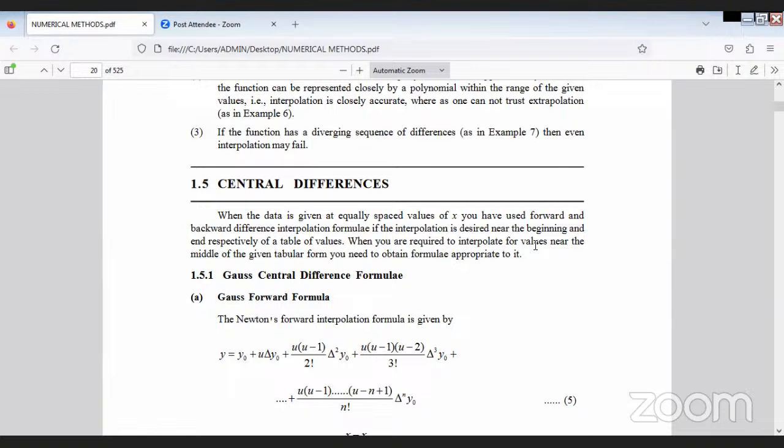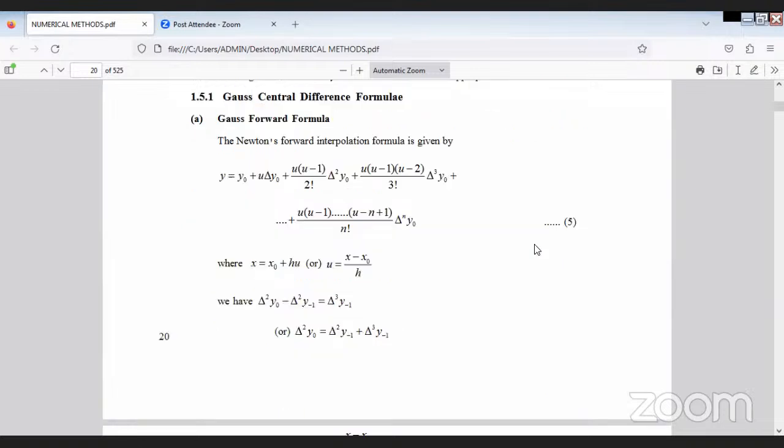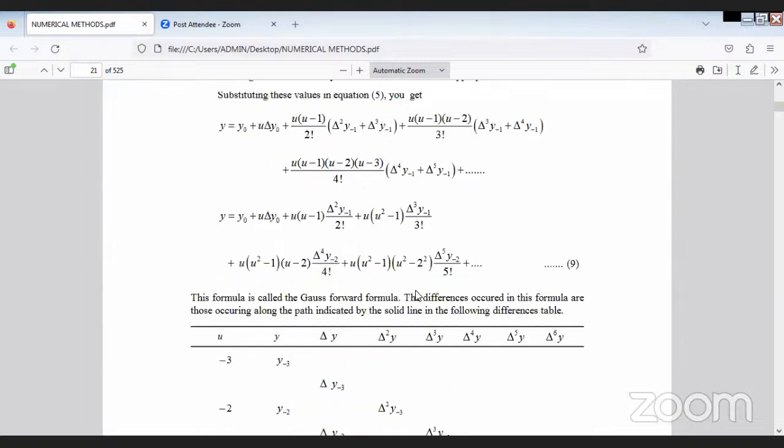The Newton forward interpolation formula is given by y = y0 + u Δy0 + u(u-1)/2! Δ²y0 + u(u-1)(u-2)/3! Δ³y0, and so on, up to u(u-1)...(u-n+1)/n! Δⁿy0, where x = x0 + hu, or u = (x - x0)/h, as I already told you. Therefore Δ²y0 is equal to Δ²y-1 plus Δ³y-1. So we have simplified them with the same problem, with the same values.